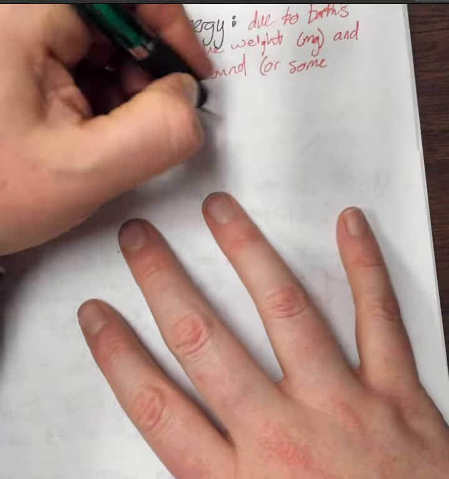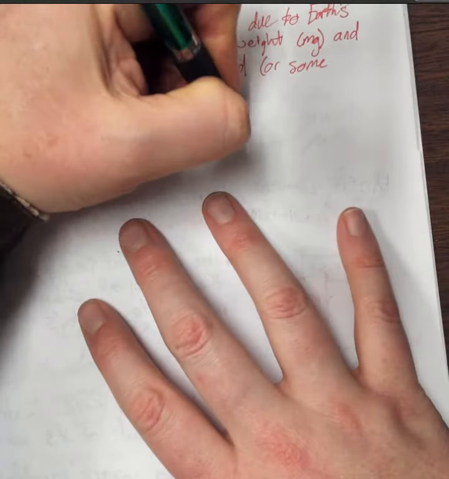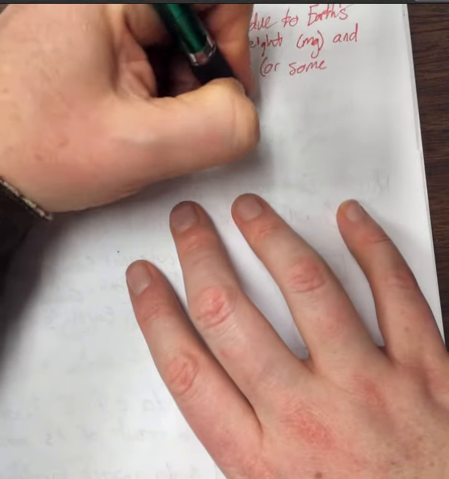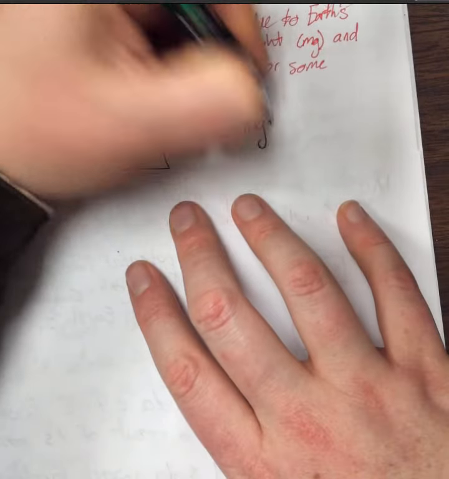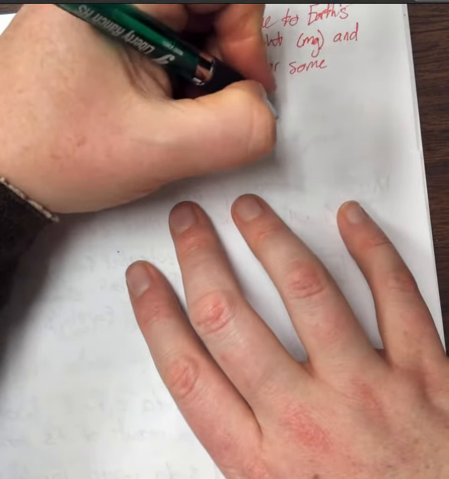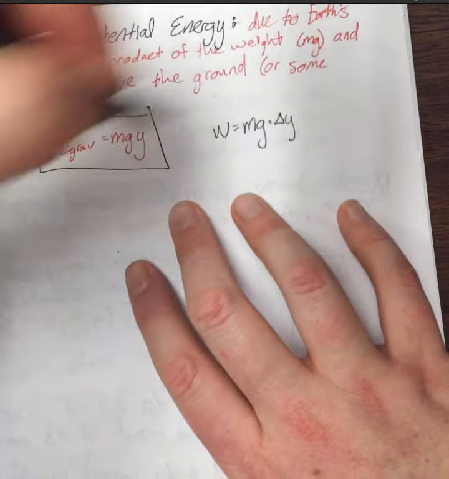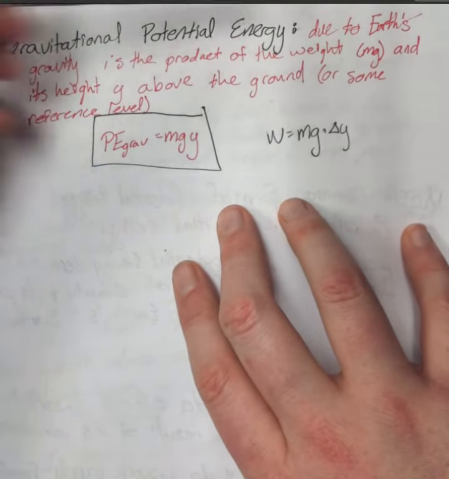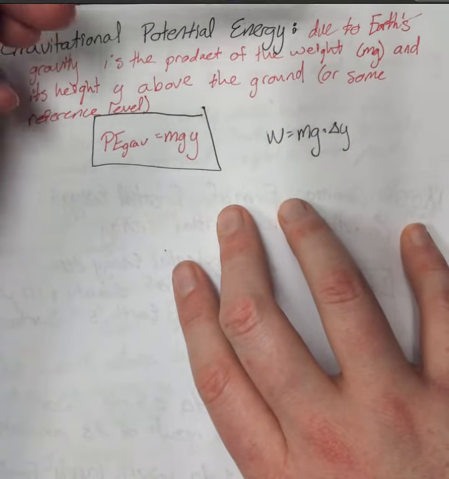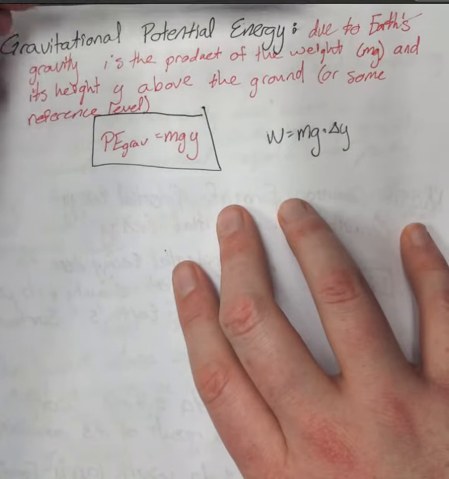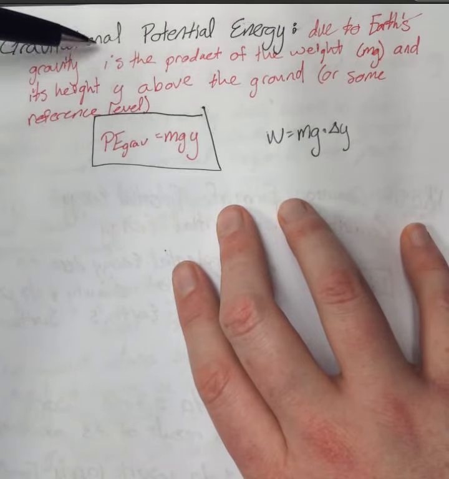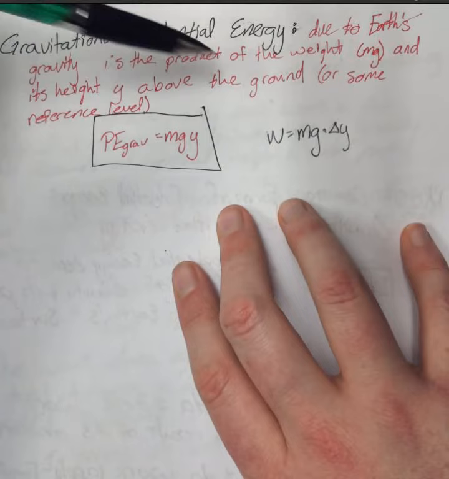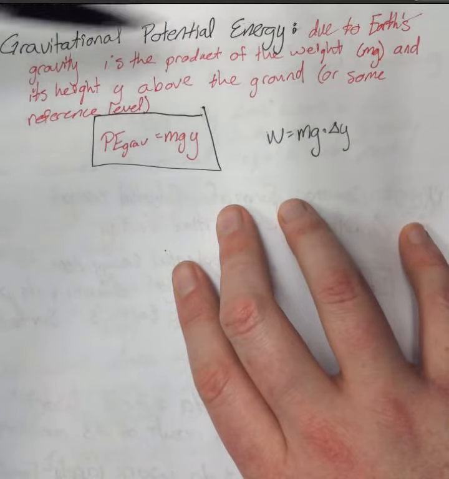We can define, remember we said that the work done to lift an object up is going to be equal to the object's weight times the change in its position. So that means that we can say that gravitational potential energy is this variable now. We can define it as saying due to Earth's gravity, it's the product of the weight and its height above the ground or some reference level.